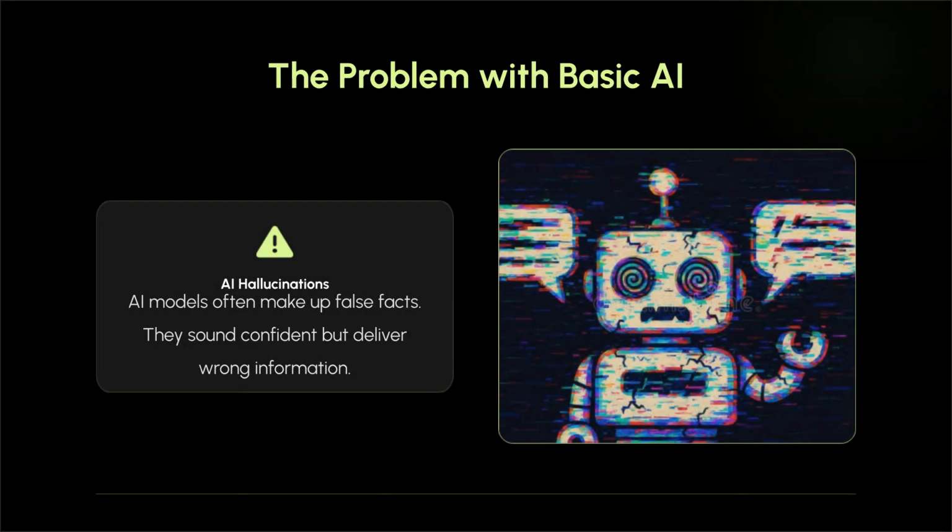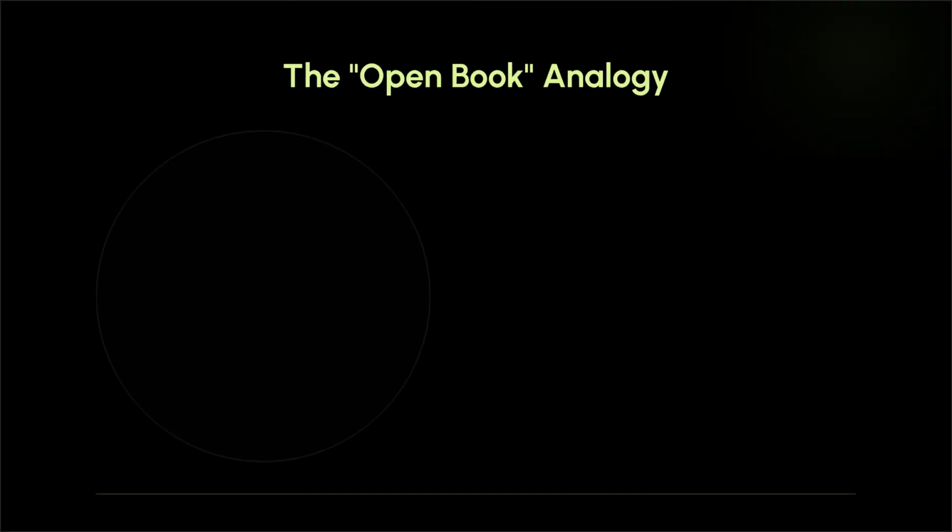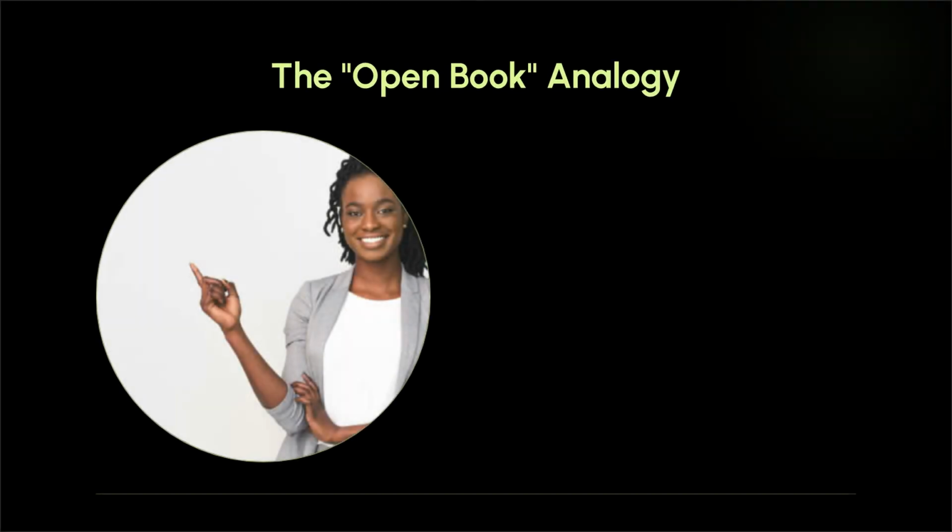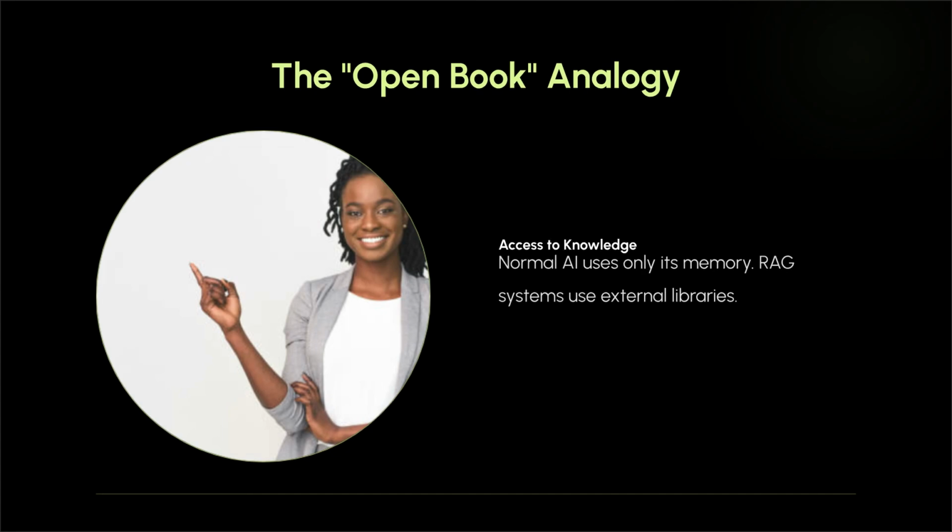Basic AI models can suffer from hallucinations, where they confidently present false facts. This happens because they rely solely on their internal, sometimes inaccurate, training data. RAG systems use an open book analogy. Unlike normal AI that relies only on its memory, RAG uses external libraries or trusted data sources. This method grounds the AI's response in real, verifiable facts.